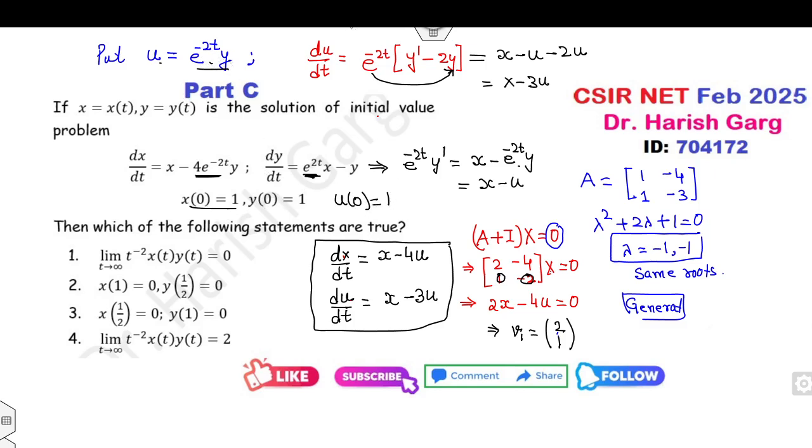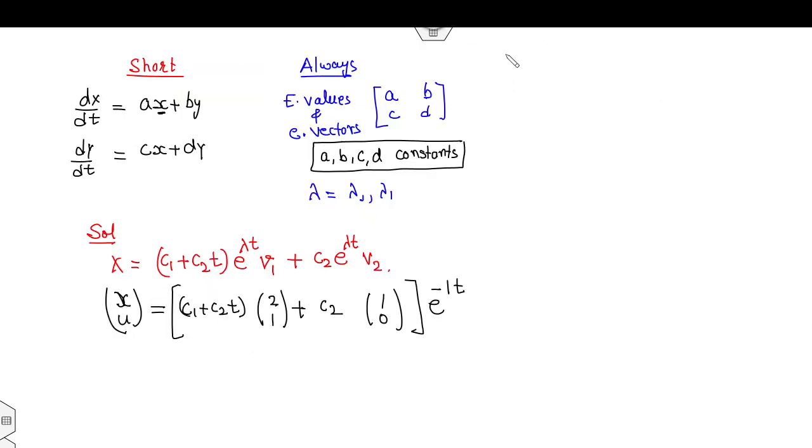This is still 1. So I can substitute the value in the given equations. This is a 1 and 1. This value will be t is equal to 0. So it's twice c1, 1 times c1 plus c2 plus 0. e raised to power 0 is 1. So that will give you c1 is 1 and c2 is minus 1.